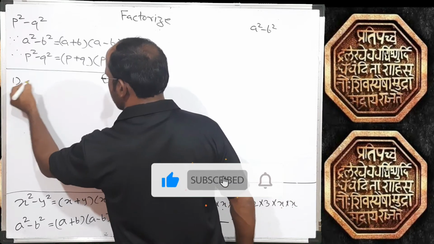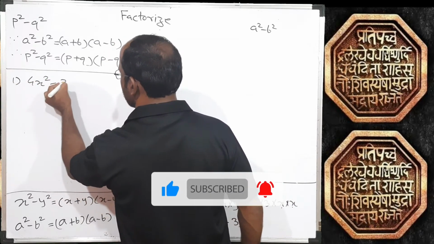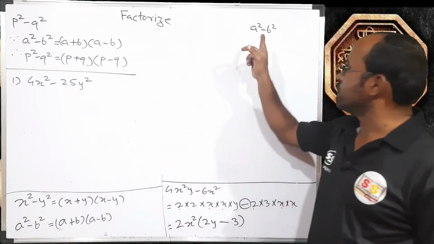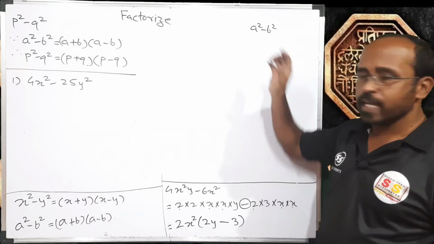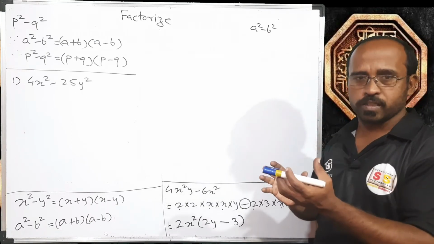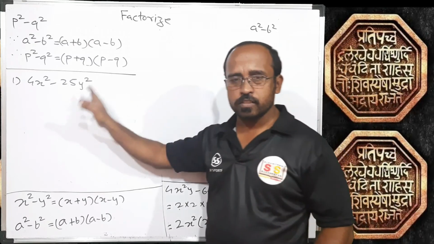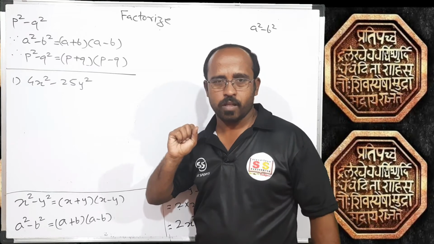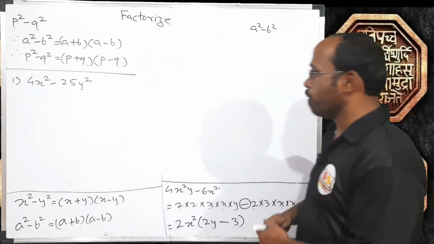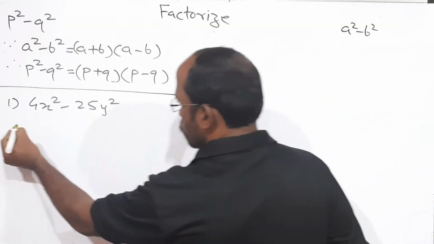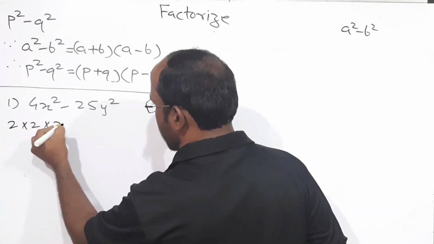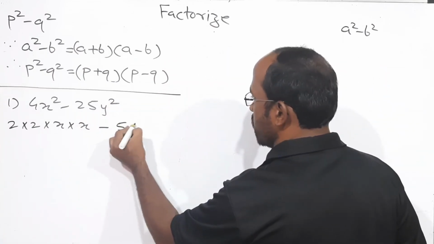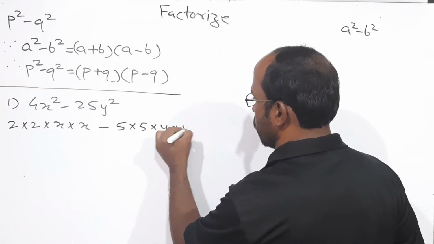Suppose the question is 4x square minus 25y square. Is it matching with a square minus b square? What is a? A is one term and it is square of something. B is also a term and it is square of something. So this 4x square, is it a square of any term? Let's factorize it to understand. 4x square we can write as 2 multiplied by 2 multiplied by x multiplied by x, right? Minus 25 can be written as 5 multiplied by 5 multiplied by y multiplied by y.